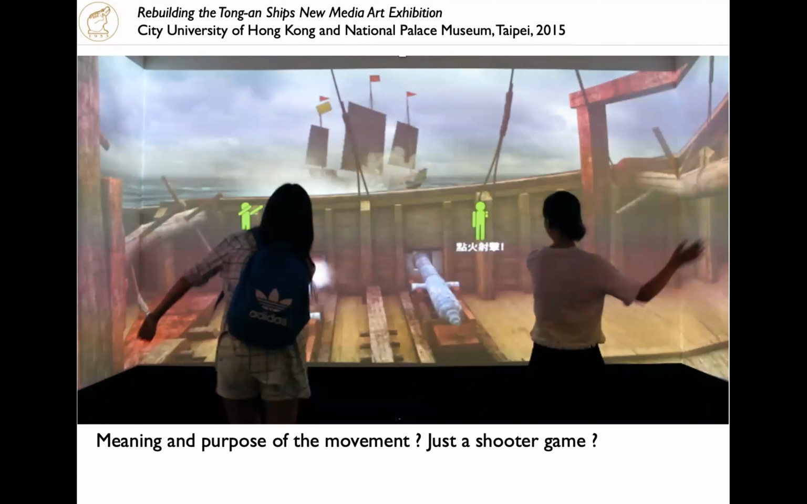So it remains unclear what the movement has to do with the substantive action. Furthermore, it is extremely questionable to integrate such a shooter game into an exhibition context without further explanation.